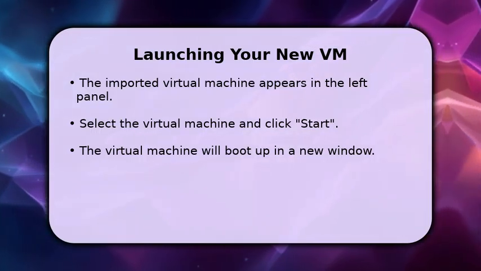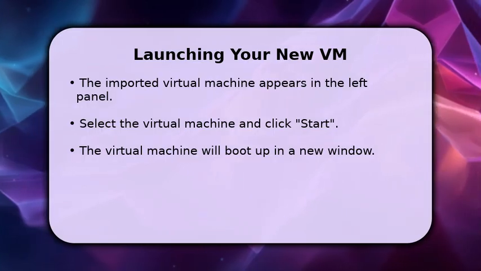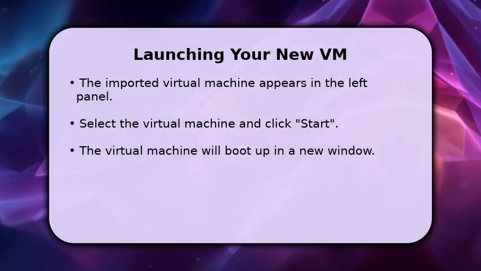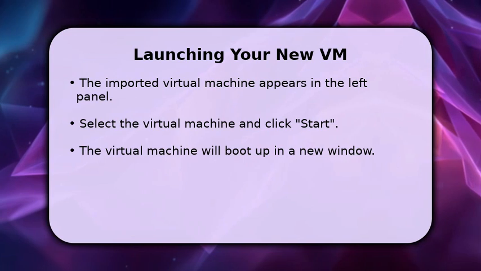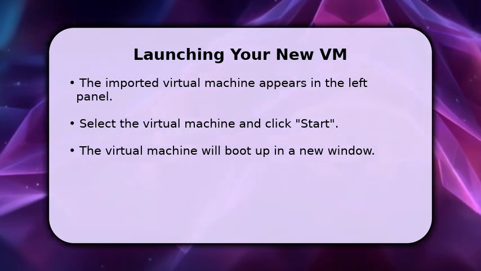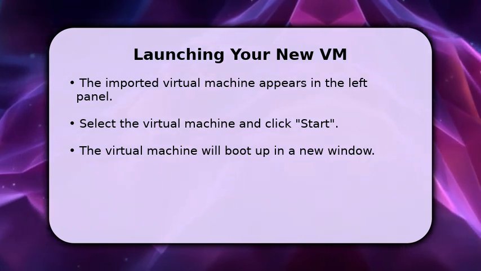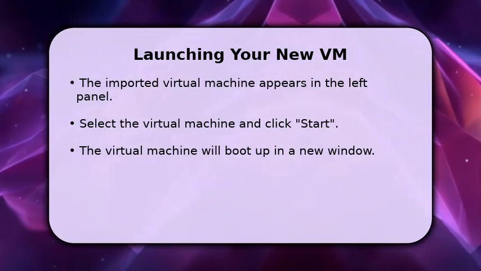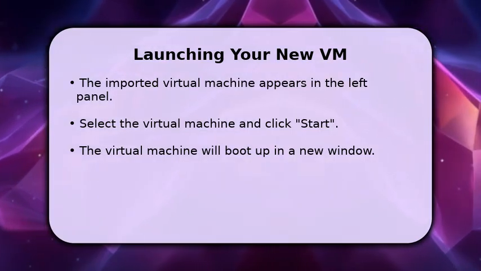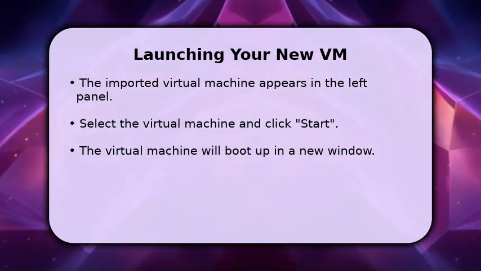After the import is complete, your newly added virtual machine will appear in the left-hand panel of the VirtualBox Manager. Simply select it from the list and click the Start button to power it on. The virtual machine will then boot up in its own separate window, ready for you to use. For an enhanced experience, remember to install VirtualBox Guest Editions within the virtual machine's operating system.